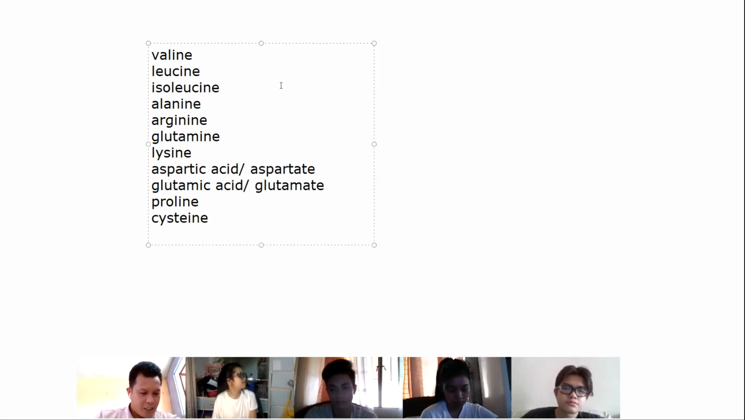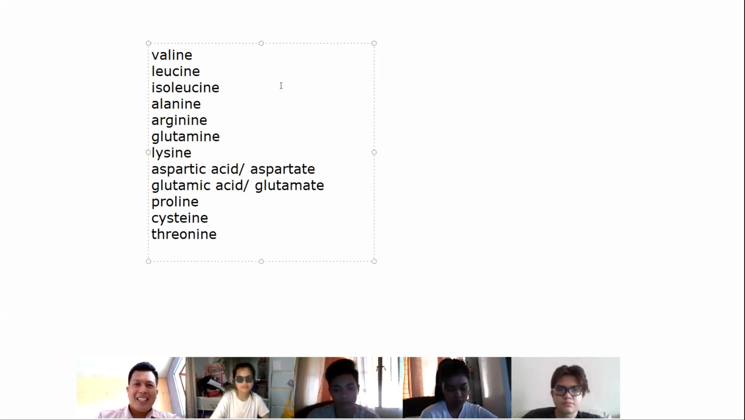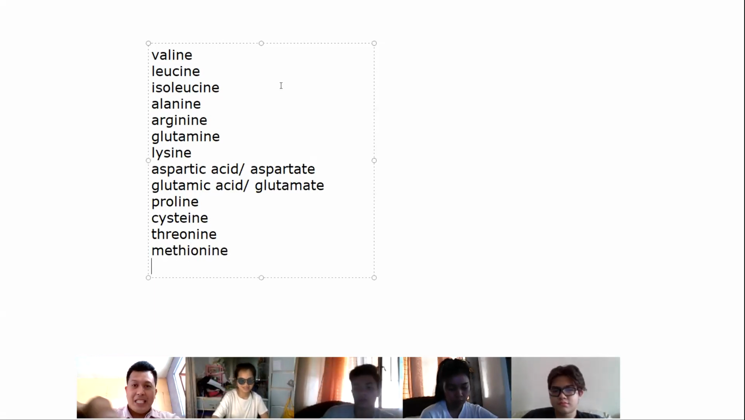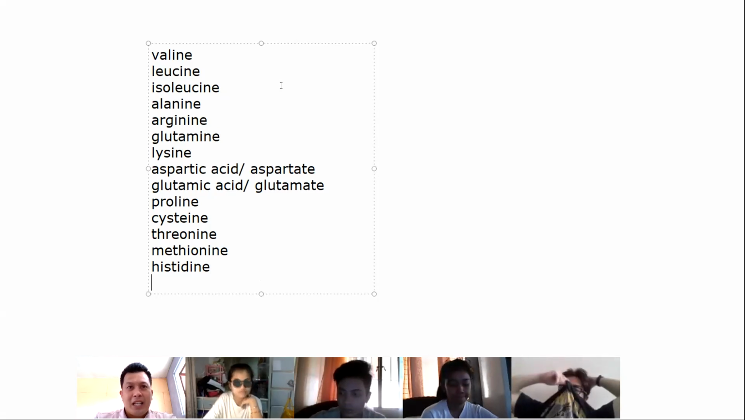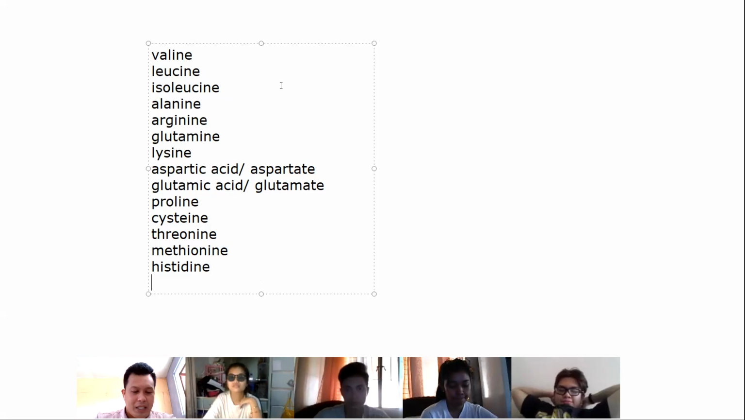Where do you think is next to cysteine? Threonine, methionine, histidine. Most of the students commit a mistake in histidine. They always mention the term histamine. Histamine is an allergen. It's not an amino acid.